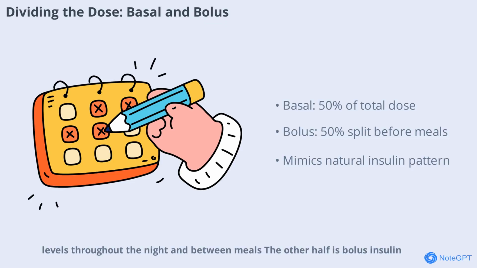The other half is bolus insulin, which is divided among meals to manage the rise in blood sugar that comes with eating. For our example, with a total daily dose of 36 units, 18 units would be basal, and the remaining 18 units would be split as bolus doses before meals. This division helps mimic the body's natural insulin pattern.